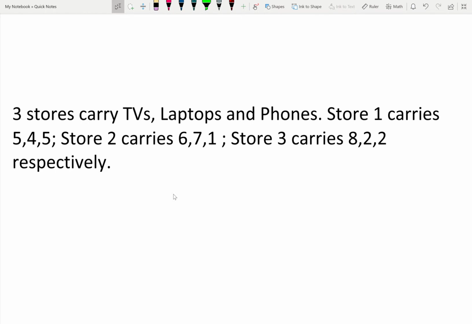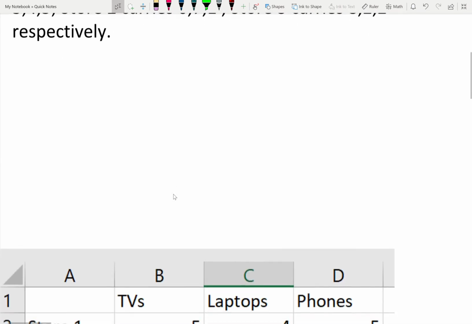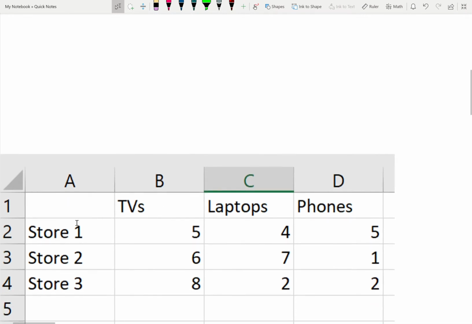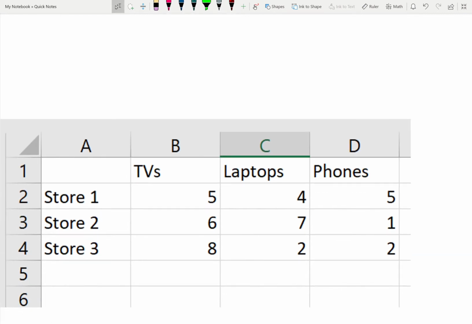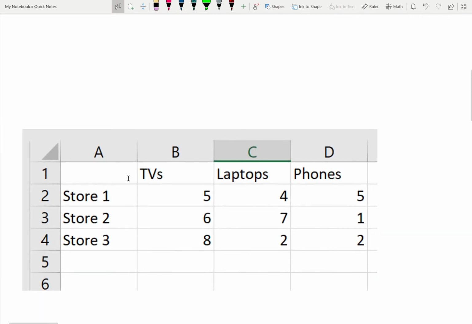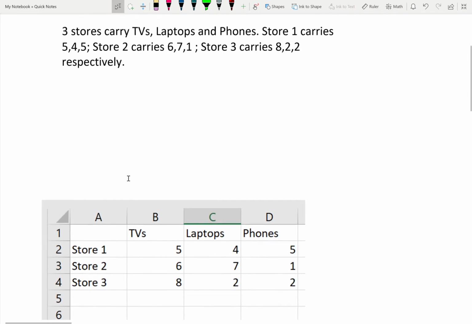So pretend I was using Excel. How would I put this information into Excel? Well, I can make rows that are the stores, and I can make columns that are the items being sold, right? We've all used Excel before. We've all probably made some sort of spreadsheet or table like this before. So this is representing the above information.